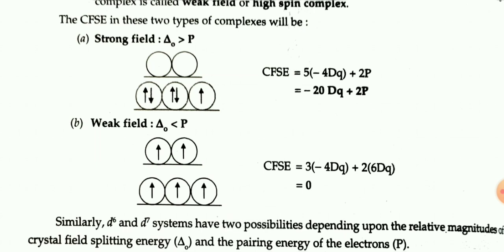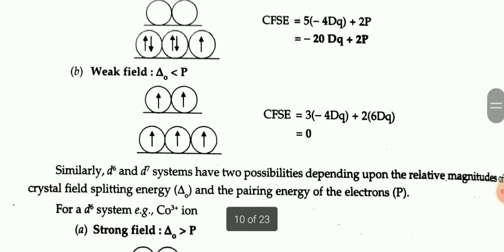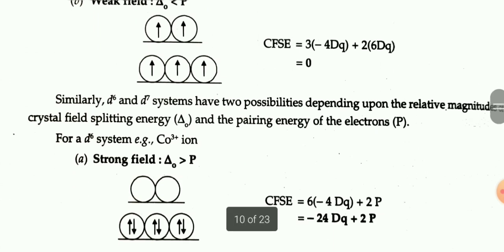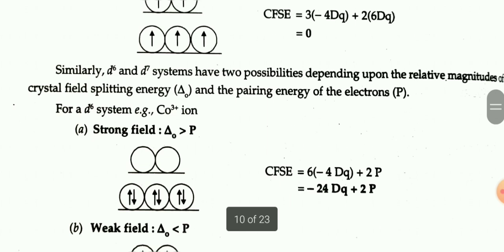The CFSE in these two types of complex will be: A. Strong field, Δ0 greater than P, CFSE is equal to -20 Dq + 2P. B. Weak field, Δ0 less than P, CFSE is equal to 0. Similarly, d6 and d7 systems have two possibilities depending upon the relative magnitude of crystal field splitting energy and the pairing energy of the electron.